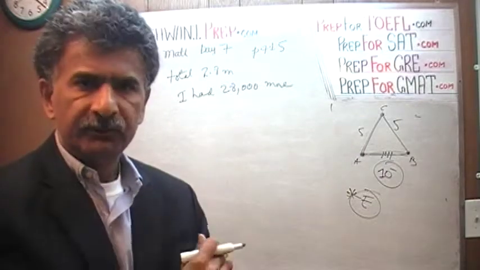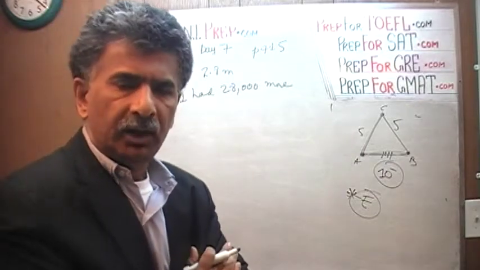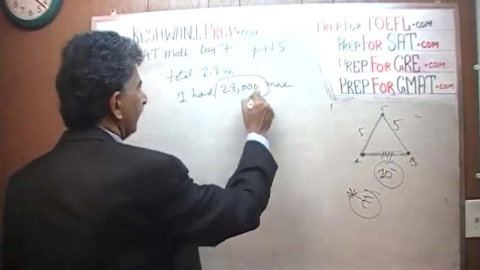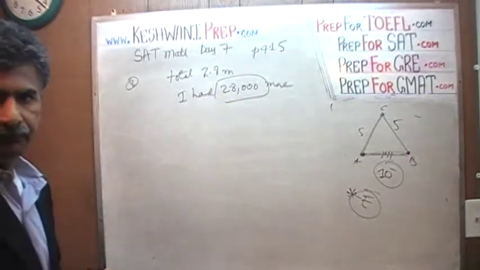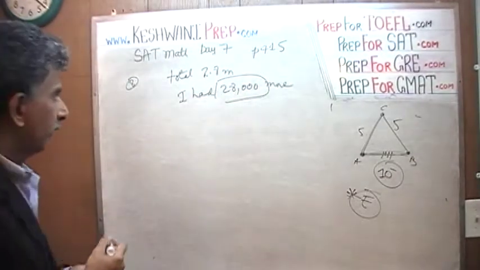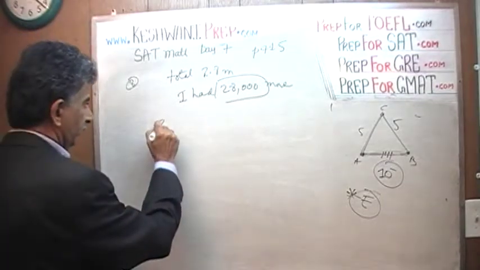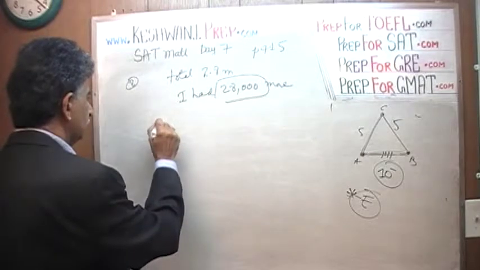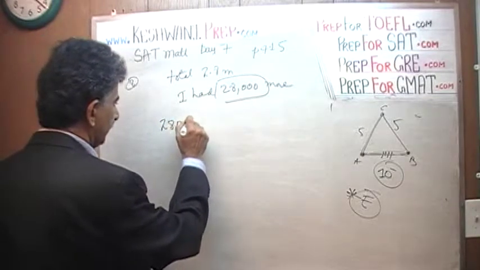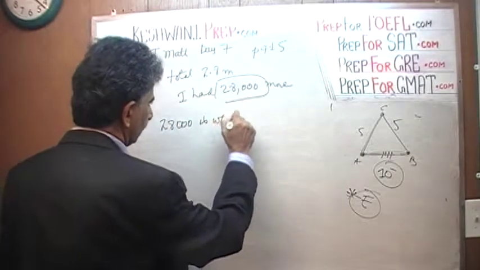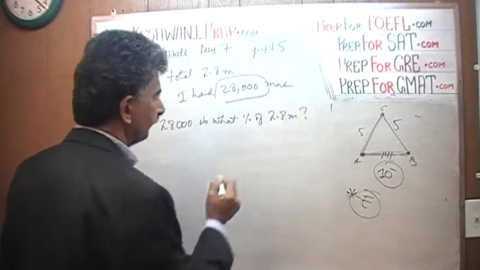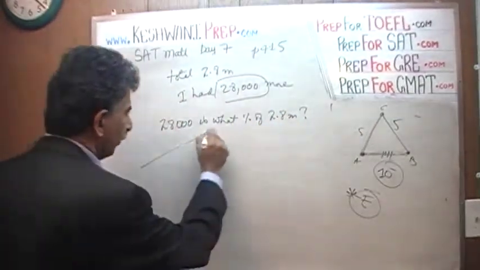Before we can answer what percent were cast for candidate 1, it will be easier for us to understand what this number represents as a percentage of 2.8 million. There are two ways we can go about it. The question simply is, 28,000 is what percent of 2.8 million? And there are two ways we can actually solve this thing.